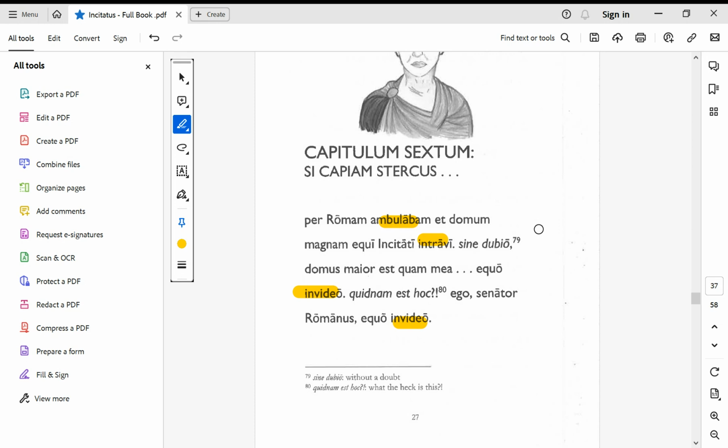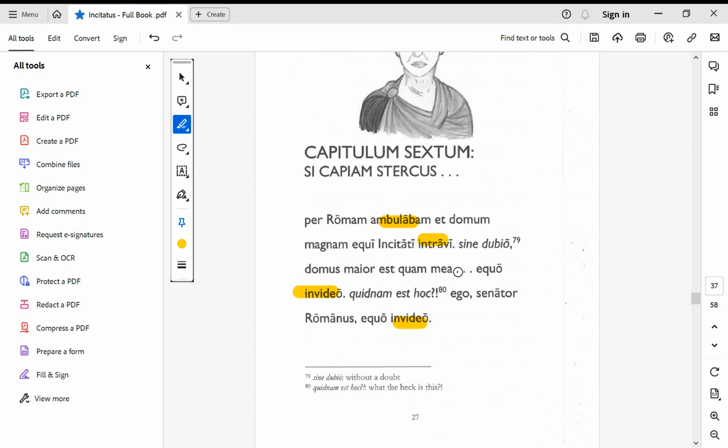Per Romam ambulabam et domum magnum equi incitati intravi. First sentence: walking, entering. Walking through Rome, entering house, big house, equi incitati, possessive, the horse's house. So I was walking through Rome and I entered the big house of the horse Incitatus. That's basically what this says.